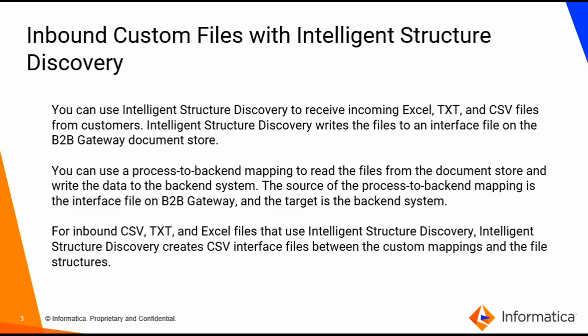In B2B Gateway inbound flow, apart from receiving EDI or EDIFACT files, you may receive Excel, text, or CSV type of files from the partner. Intelligent structure discovery plays the role here. It has the capability to read or discover the structure within Excel, text, or CSV files and create one interface file for you. Later, you can use the process to backend mapping to integrate or process this CSV interface file and save records into the backend system.